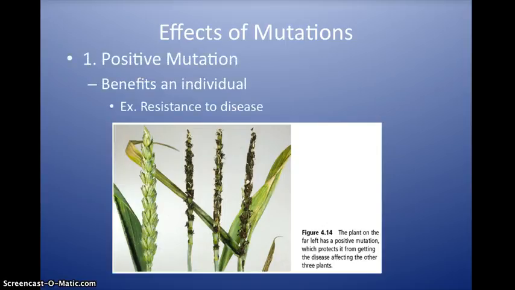Now, mutations can have various effects on different organisms. So first of all, a mutation could be a positive mutation. What that means is the mutation can actually benefit the individual, for example, helping an individual to acquire a resistance to a disease. In the picture, you can see that the plant on the far left has a positive mutation because it's been protected from the disease that the other three plants seem to have acquired.